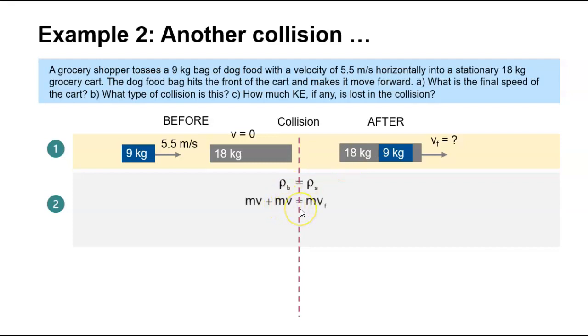So I have mv plus mv equals mv. This final velocity will be the final velocity that the cart inches forward. I plug in my numbers, 9 times 5.5 plus 18 times 0, so that's going to fall out, equals 27, the dog food plus the cart, times the final velocity. And the cart inches forward 1.83 meters per second.